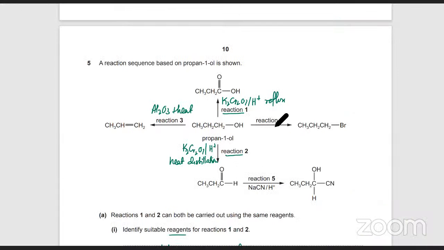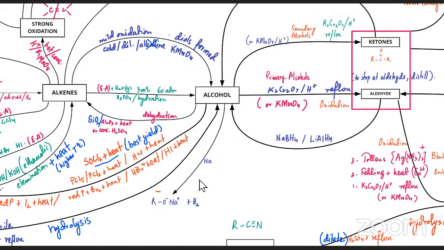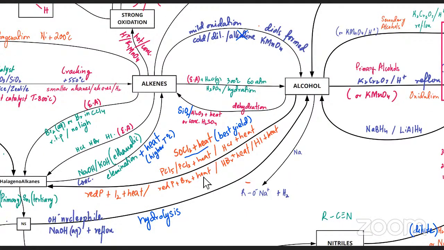And for 4, what's happening here? The OH is substituted by a Br. Nucleophilic substitution, sir. Yes, but the reagents? HBr plus heat. For this one there are many reagents. You could use red phosphorus plus bromine plus heat, or PBr3 plus heat as well. So the alcohol will turn into a halogenoalkane.